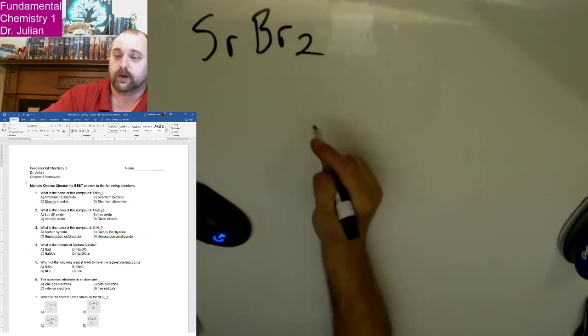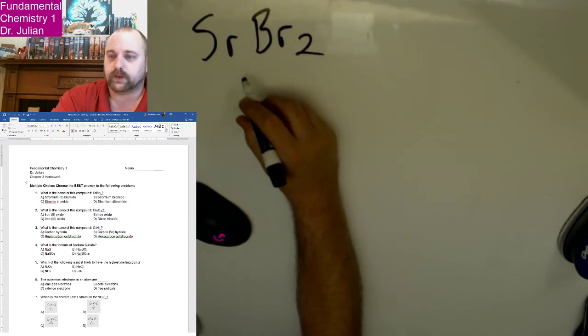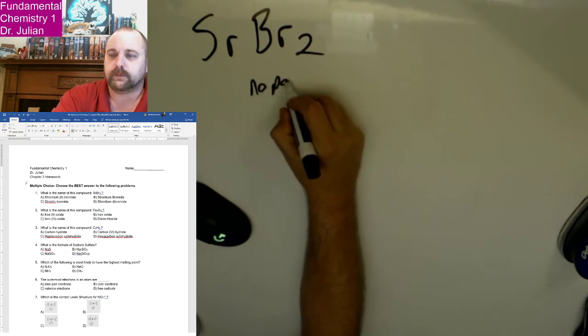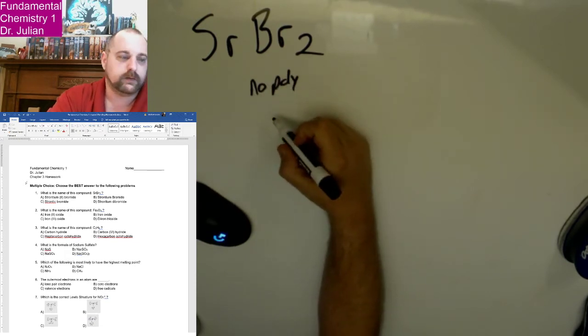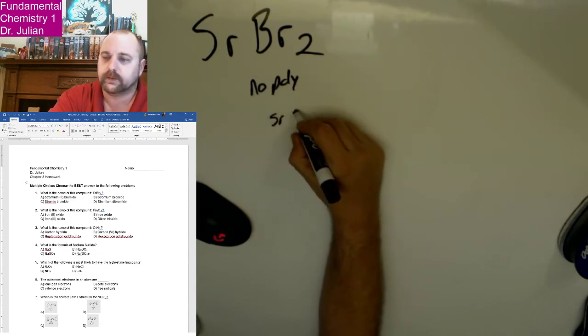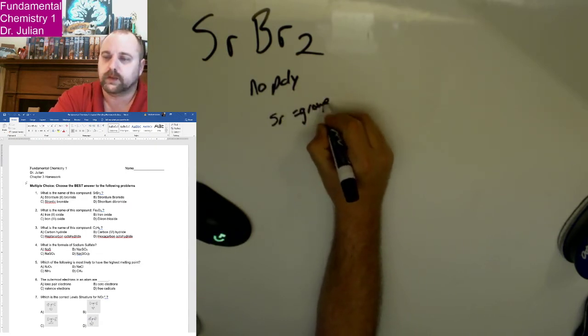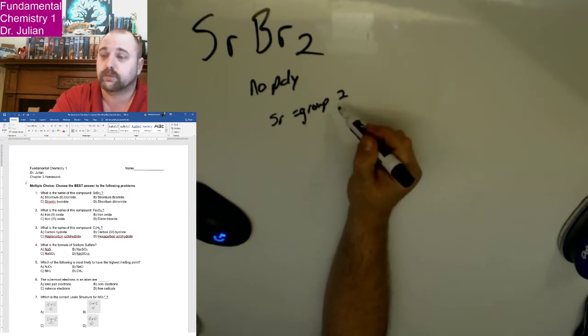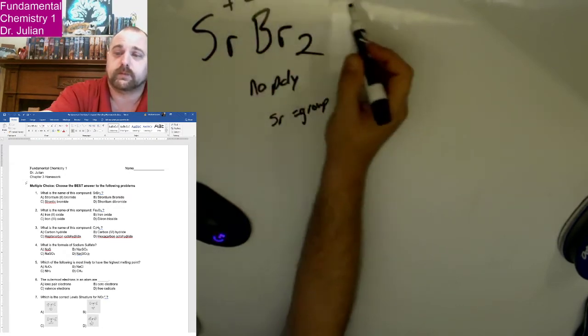SrBr2. All right, let's make a quick rundown. I've got no polyatomic. Sr is my positive. Actually, that's in group 2. Immediately see that's in group 2. That's going to be important. So it's my positive. It's going to be a +2.